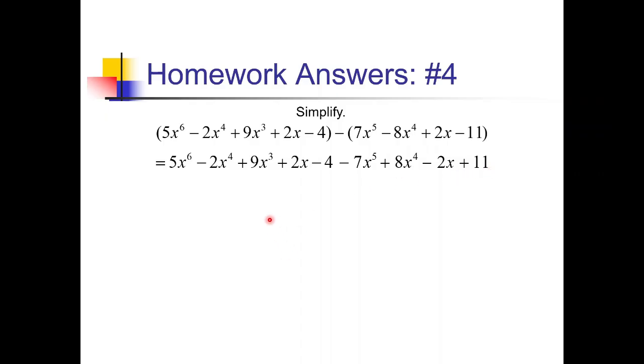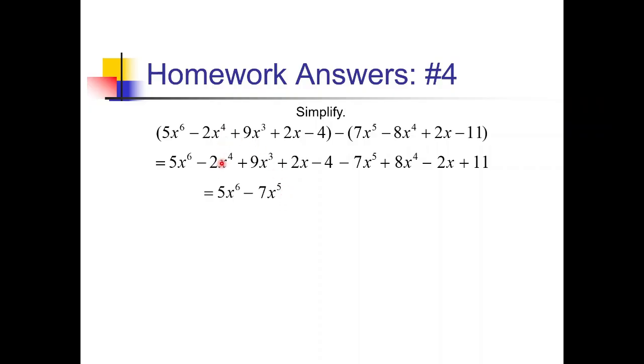Now we'll combine like terms, and we'll do this in decreasing order of exponents. So the highest exponent, it looks like, is this 5x to the 6th. There's no other exponents that are that high, so we'll just rewrite that one. That one is in a class all its own. Next, do we have any x to the 5ths? We do. We have this negative 7x to the 5th, but that's the only one, so we will rewrite that one as well. How about x to the 4ths?